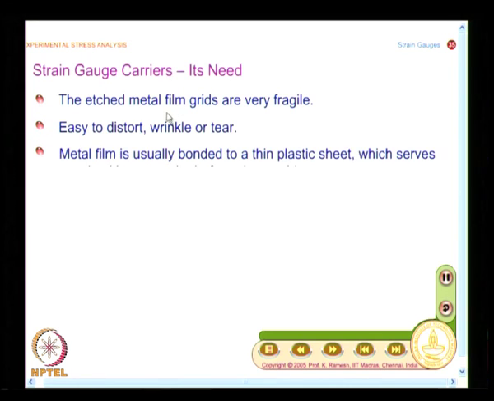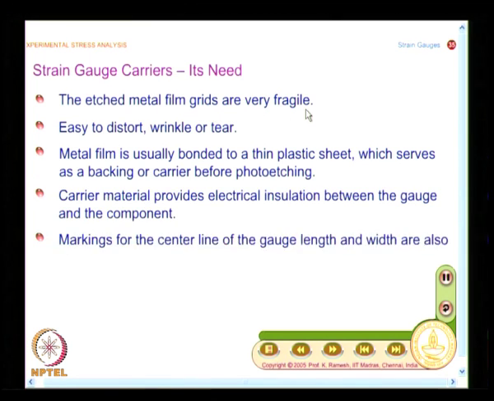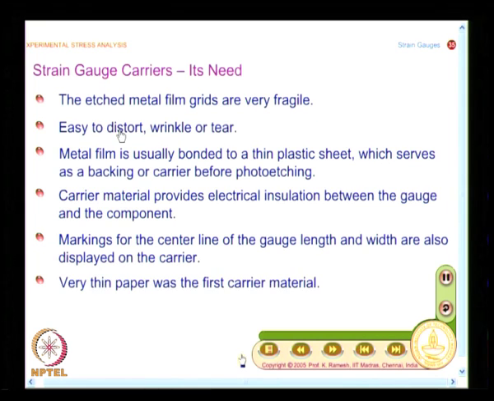Though we use a metal film, they are very, very thin and very fragile. So, they are easy to distort and you need to have a supportive backing, and what you find is metal film is usually bonded to a thin plastic sheet which serves as a backing before photo etching.